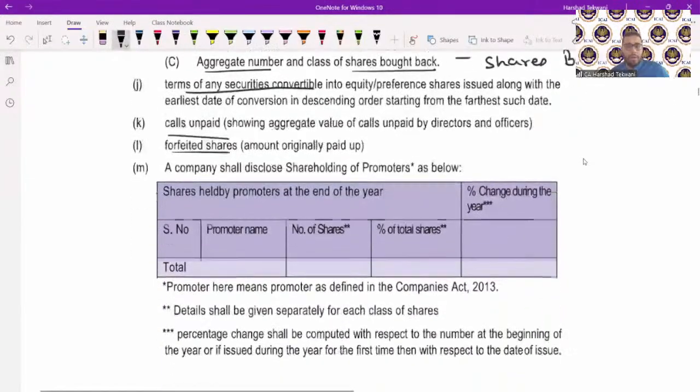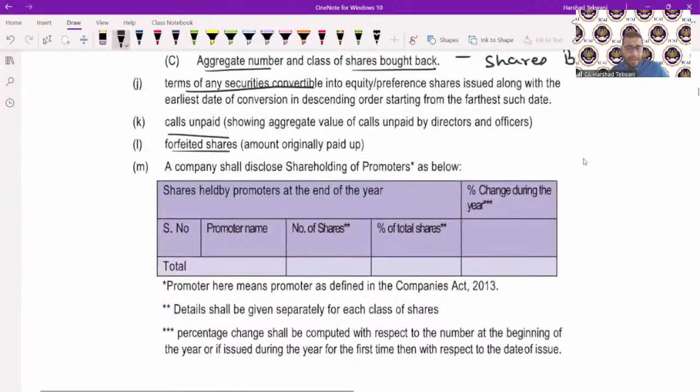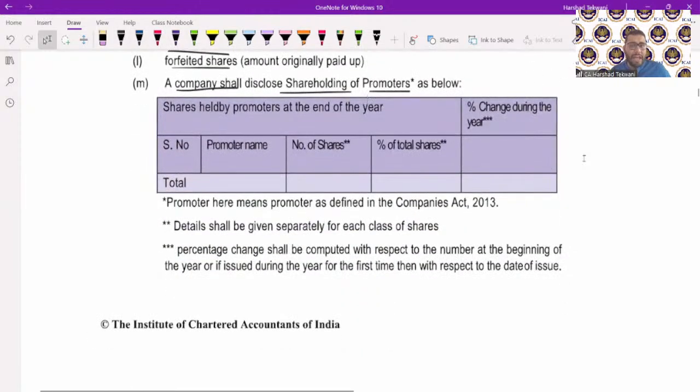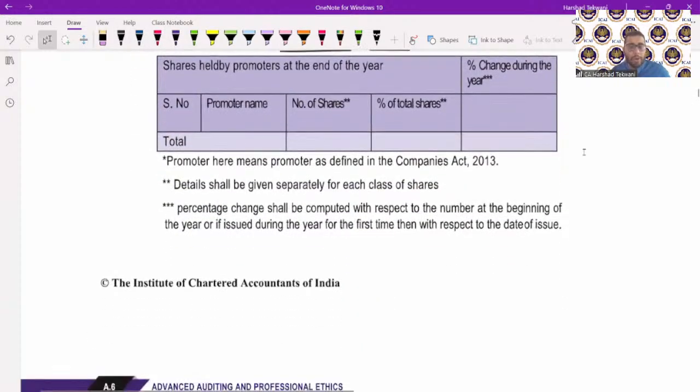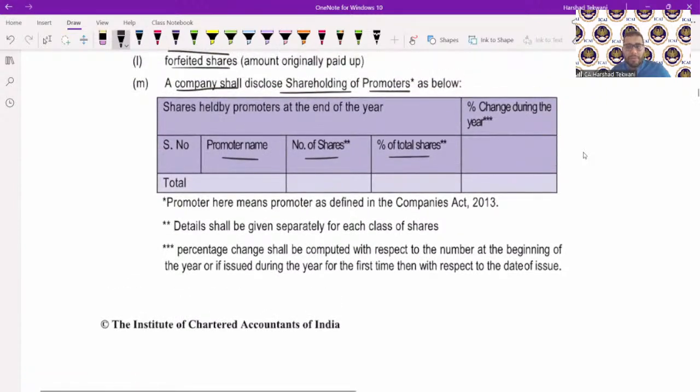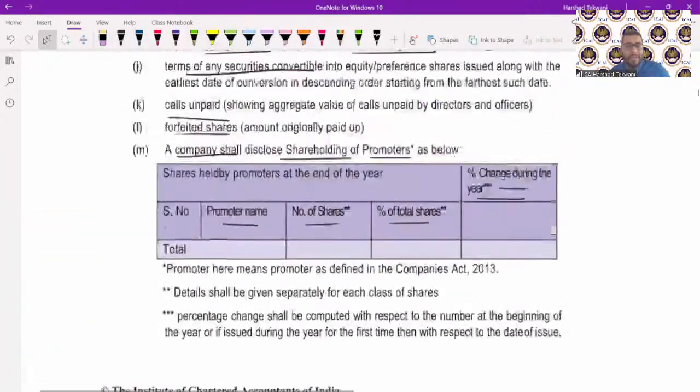Okay. Then this is a new thing. A company shall disclose shareholding of promoters. Promoters as defined in the Companies Act, and details of each class are required to be given, including percentage changes, like name of promoter, number of shares, total percentage of shareholding, and change during the year. Okay. So these are the details with respect to the capital.